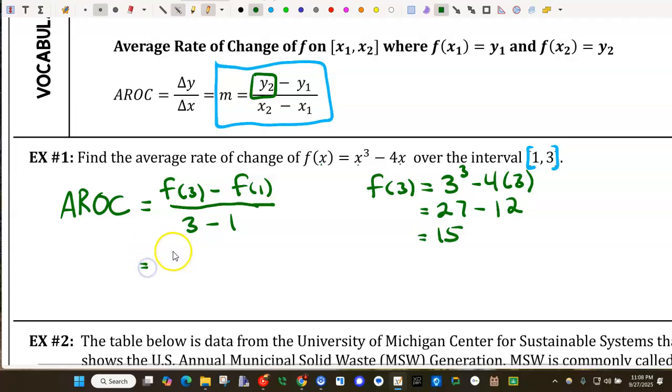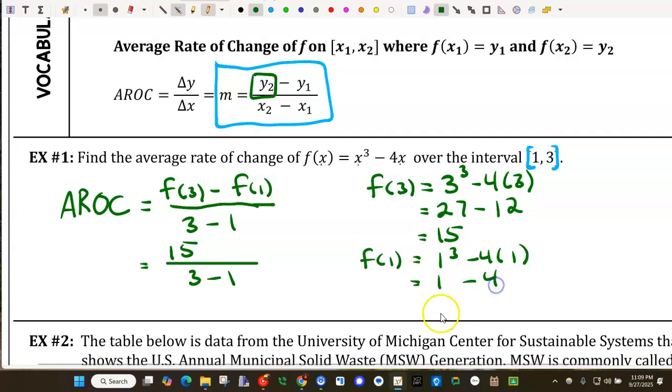So I'm going to do this right here. I'm going to write, okay, 15, right, over 3 minus 1. And I don't know what my f of 1 is next yet. So I'm going to find what f of 1 is. Meaning, what's the y value when x equals 1? And you just do that by plugging in 1. So we got 1 cubed minus 4 times 1. So this is 1 minus 4. And we have negative 3. So I'm going to have 15 minus negative 3. And if you simplify that, that's going to be 18 on top, 2 on the bottom, which is 9.